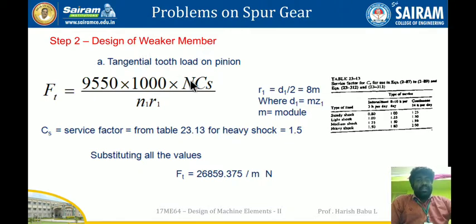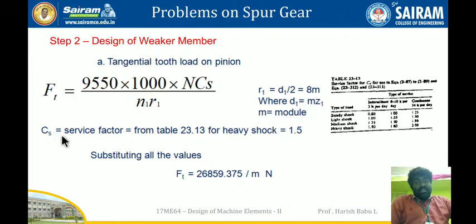In this you are going to find the tangential tooth load using two equations. One will be this equation, another will be the Lewis equation. Let the tangential tooth load on a pinion, Ft, be equal to 9550 into 1000 into N into CS divided by N1 into R1, where N is the power to be transmitted, CS is the service factor, N1 is the speed of the pinion since the design is based on the pinion, and R1 is the radius of the pinion. R1 will be taken as D1 by 2. Since D1 is unknown, I take it as M into Z. Z1 you assumed as 16, so it becomes 16 by 2, that is 8M.